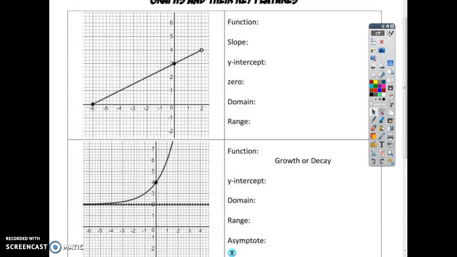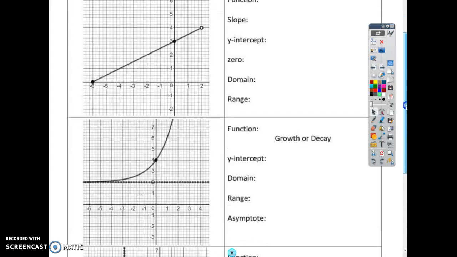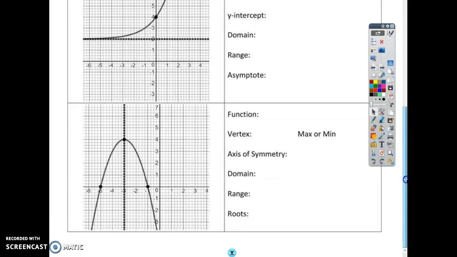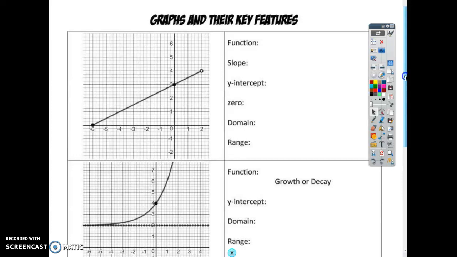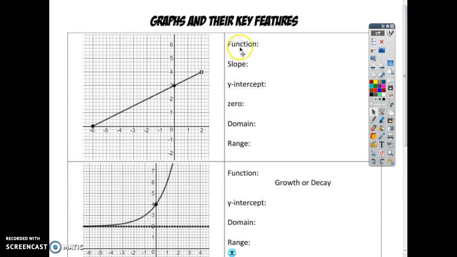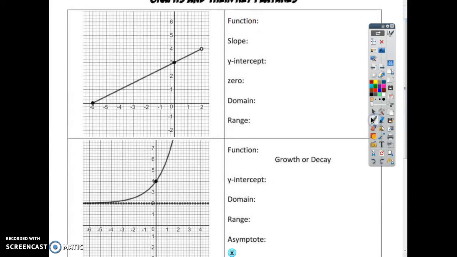For these graphs, we're just answering simple key features. This is the stuff that we've been doing from the beginning of the year. When I ask for function, I'm talking about what type of function this is. So we have 3 different graphs. What type of function is this first one? What does it look like? Linear. This is a linear function because it forms a line.